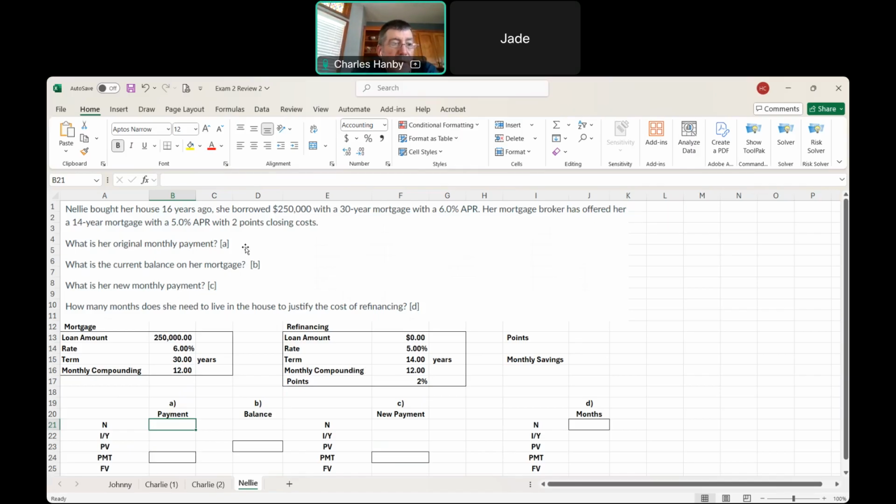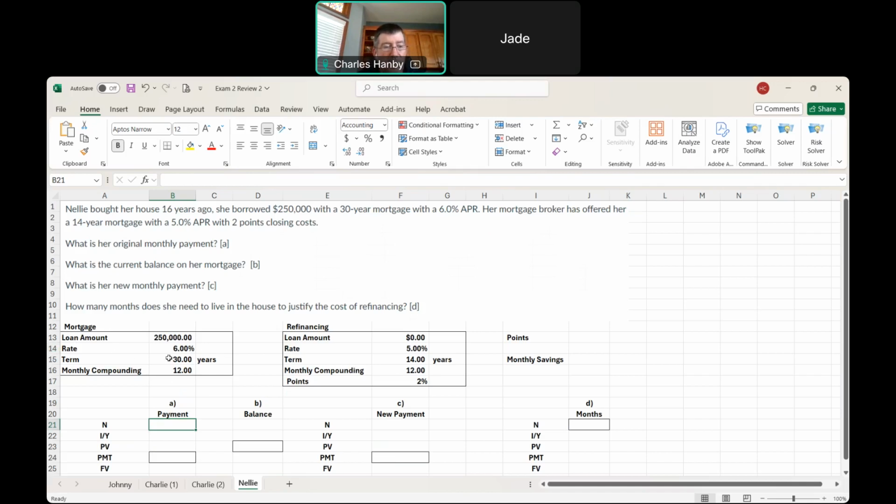So Nellie bought her house 16 years ago. She borrowed $250,000 with a 30-year mortgage, a 6% APR. Her mortgage broker has offered her a 14-year mortgage with a 5% APR and 2 points closing costs. What's her original monthly payment?